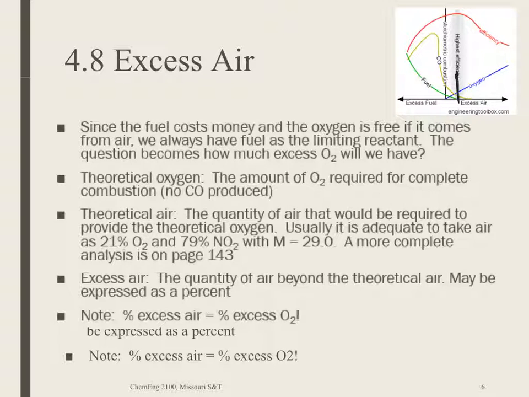So we can calculate the theoretical oxygen, and use the proportion of oxygen to nitrogen. That should be N2, not NO2. And we'll just get rid of that O there. That'll get us the theoretical amount of air we need. And so then if we need excess air, that's how much extra we have in addition to that. It's frequently expressed as a percent.